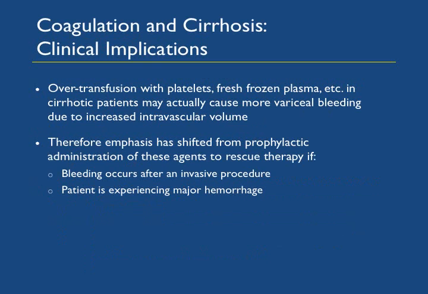Other clinical implications include the fact that overtransfusion with platelets, fresh frozen plasma, etc. in cirrhotic patients may actually cause more variceal bleeding due to increased intravascular volume. Clearly, patients who are bleeding massively need adequate resuscitation with red cells and volume, and giving them FFP and platelets may help in the acute bleeding state. But overtransfusion can cause progressive problems. Therefore, emphasis is shifted from prophylactic administration of these agents to rescue therapy if bleeding occurs after an invasive procedure or if the patient is experiencing a major hemorrhage.